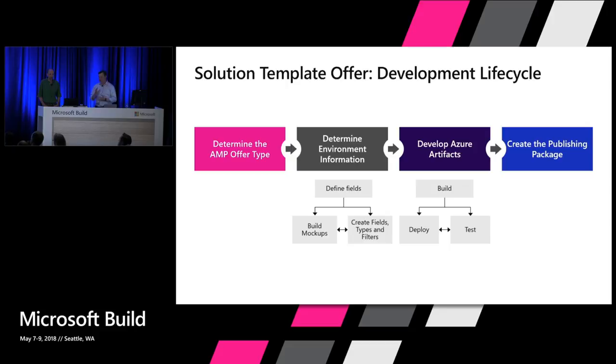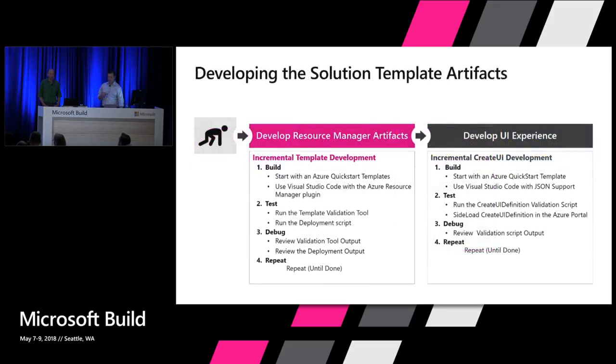So from a software lifecycle perspective, we've already done one of the steps, right? We already determined what the offer type is. The second is to determine the environment information. What information do we need for this application to be properly deployed? And there are three types. We'll go over them. After we determine the environment information, then we'll look at developing the artifacts. So this is the templates plus the UI experience. And the last thing you want to do is deploy the package and then push the button on the portal for publishing the application. We're going to focus on the artifacts and then the workflow.